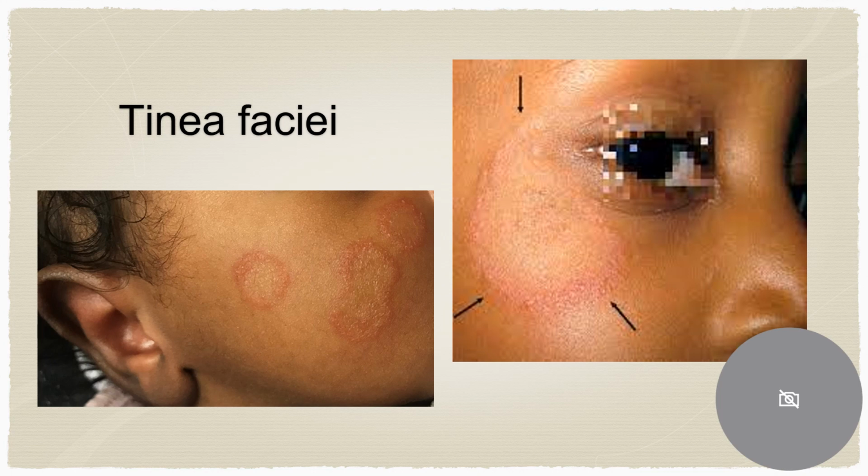Here we can see tinea faciei, which is a tinea infection of the face, also known as ringworm. Here, if we use the language of dermatology, we can describe it as an erythematous, scaly, annular plaque with an area of central clearing that is distributed on the face.